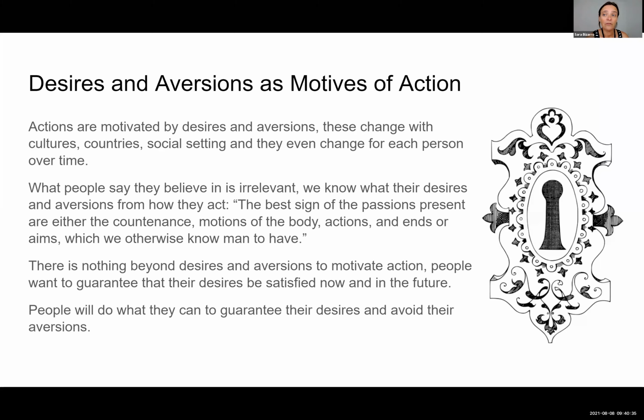Another thing is that people want to pursue their desires and avoid the things they don't like, not just now, but in the future, like I said. But also, they want to create a situation where their desires are satisfied now and in the future, right? So you want stability. People want good income and so forth, so that they know they can satisfy their desires in the future. That's why people plan ahead. So they want to do whatever they can to guarantee their desires and avoid their aversions in the future.